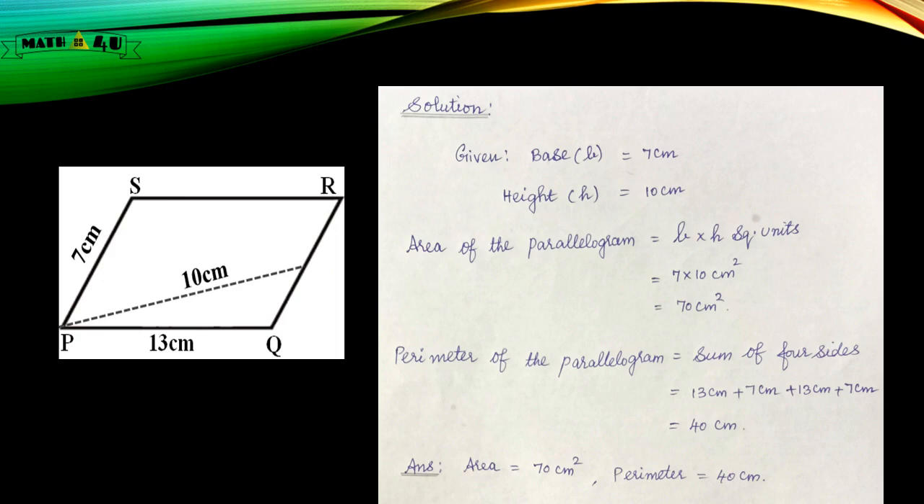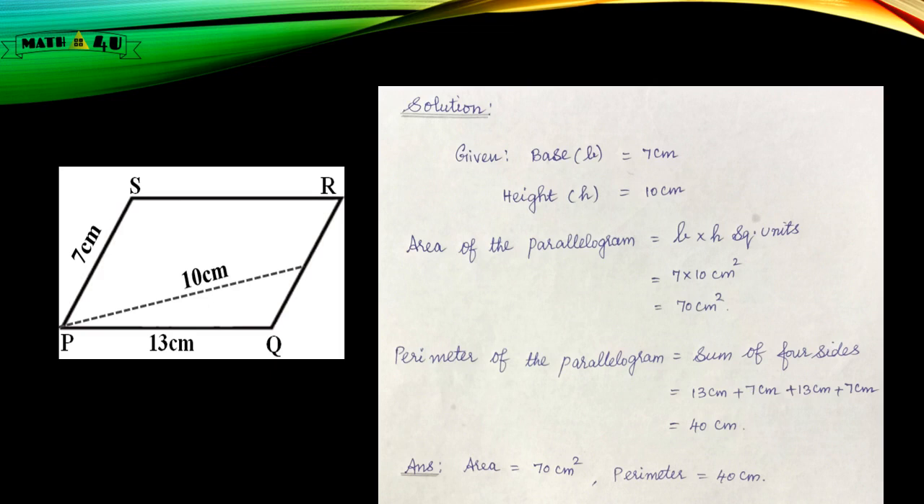Look at the next diagram. Base is equal to 7 centimeter. Height is equal to 10 centimeter. Again, area of the parallelogram is equal to base into height square units. That is equal to 7 into 10 centimeter square. That is equal to 70 centimeter square.